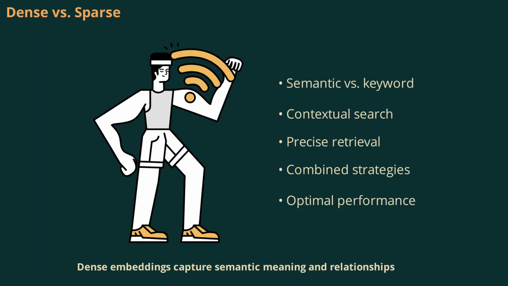Dense embeddings capture semantic meaning and relationships, making them ideal for understanding context and synonyms. Sparse embeddings, on the other hand, focus on exact keyword matches and are better for tracking specific terms or codes. Choosing between dense and sparse embeddings depends on the retrieval needs of your RAG system. Both have their strengths and can be used together for optimal performance.